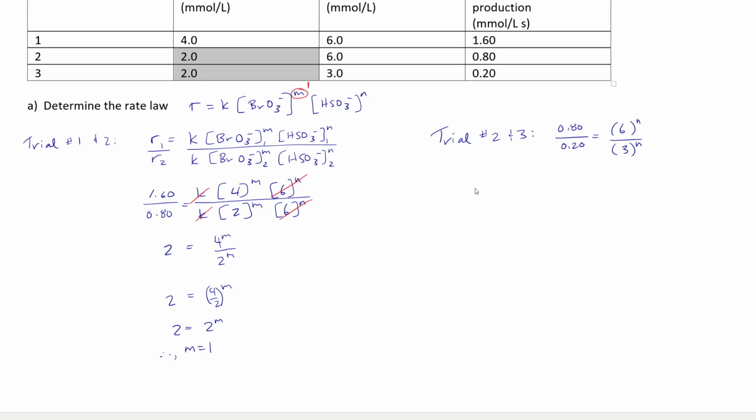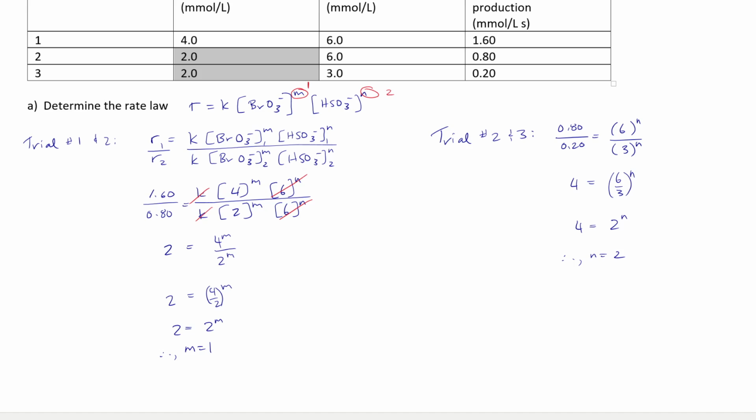So 0.8 over 0.2, well, that's equal to 4. And I can factor out the exponent here. I can say 6 over 3 to the power of n. 4 is equal to 2 to the power of n. So therefore, n is equal to 2. Okay, and I have now found the exponent over here. N is equal to 2.